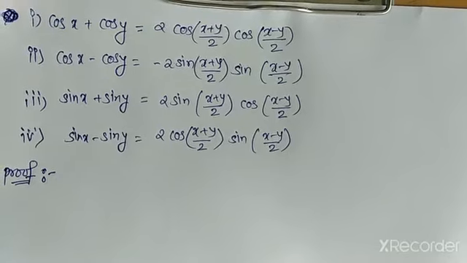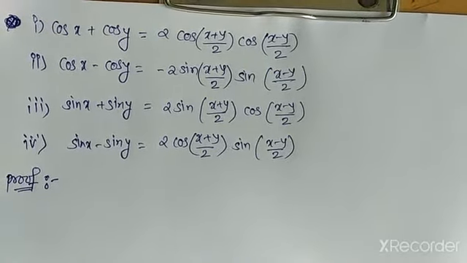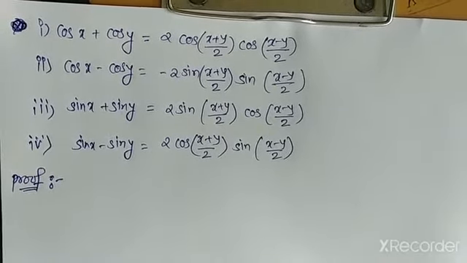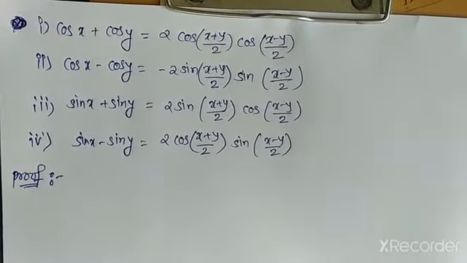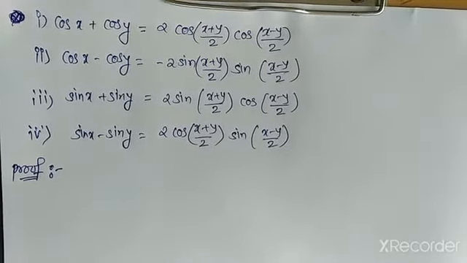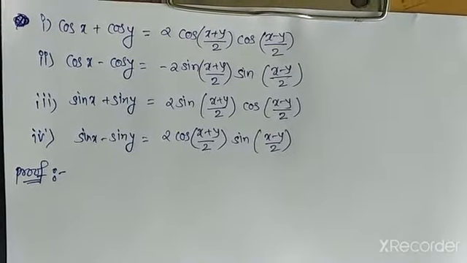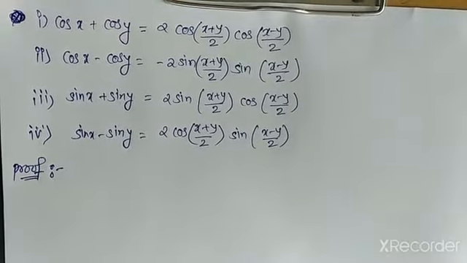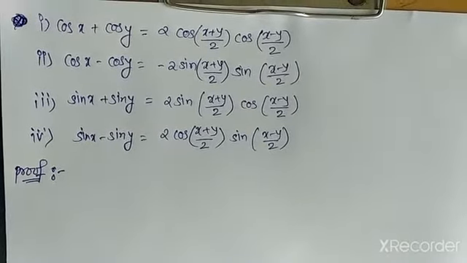Hi everybody. In today's lecture we are going to prove that, first, cos x plus cos y is equal to twice cos of (x plus y) upon 2 into cos of (x minus y) upon 2. Second, cos x minus cos y is equal to minus twice sin (x plus y) upon 2 into sin of (x minus y) upon 2.